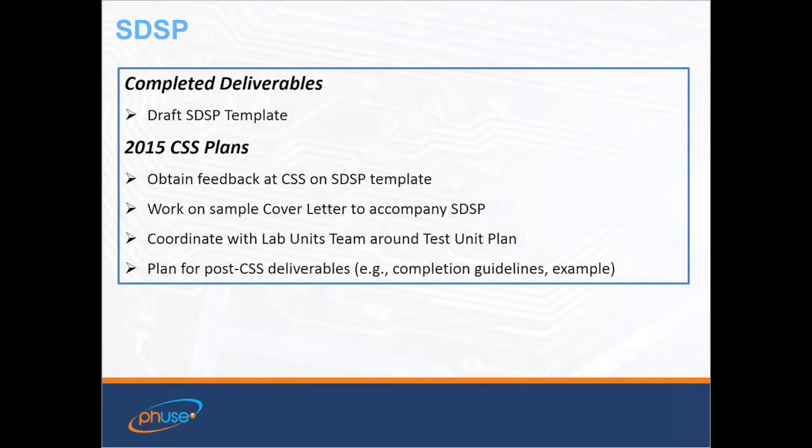We also want to work on the sample cover letter, again, which is mentioned explicitly in the guidance to accompany the SDSP. They're going to work with, as I mentioned before, the lab units test team around the test unit plan, and then identify a plan for the post-CSS deliverables. So what are the next steps? So for example, completion guidelines, coming up with a tangible example for the SDSP, and so on.